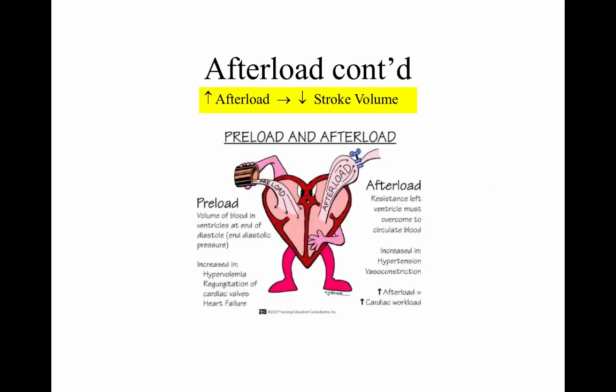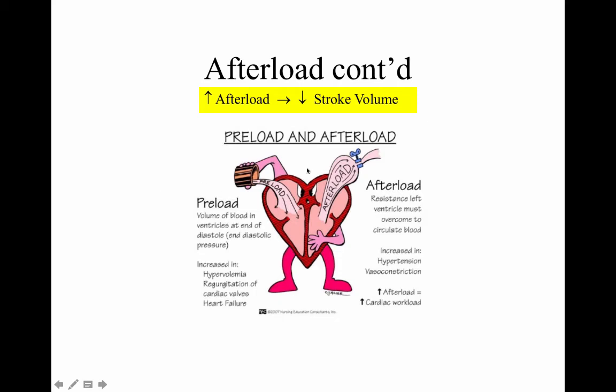As we continue to take a look at afterload, we need to realize that as we have increased afterload, we're going to have decreased stroke volume because it's difficult to get more blood beyond a greater afterload pressure.